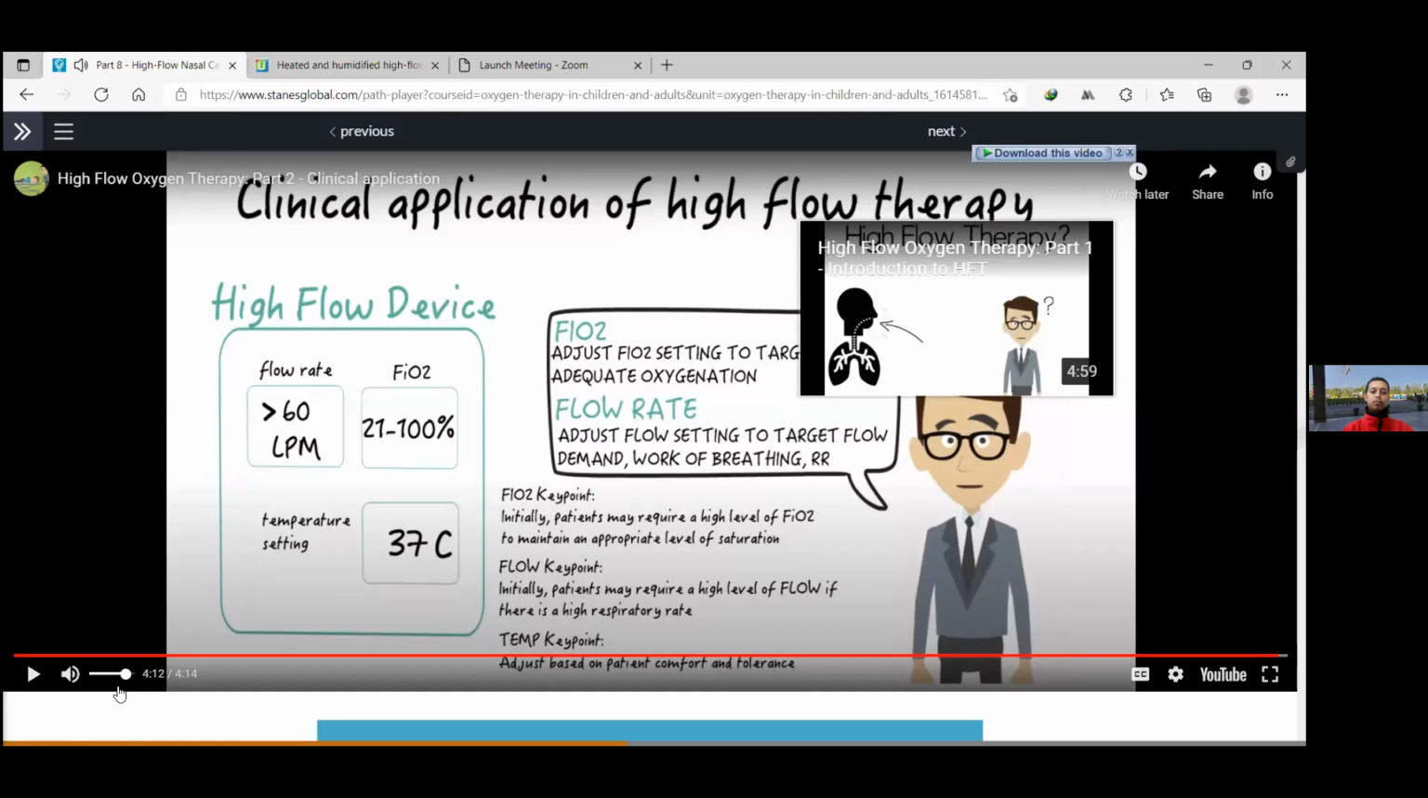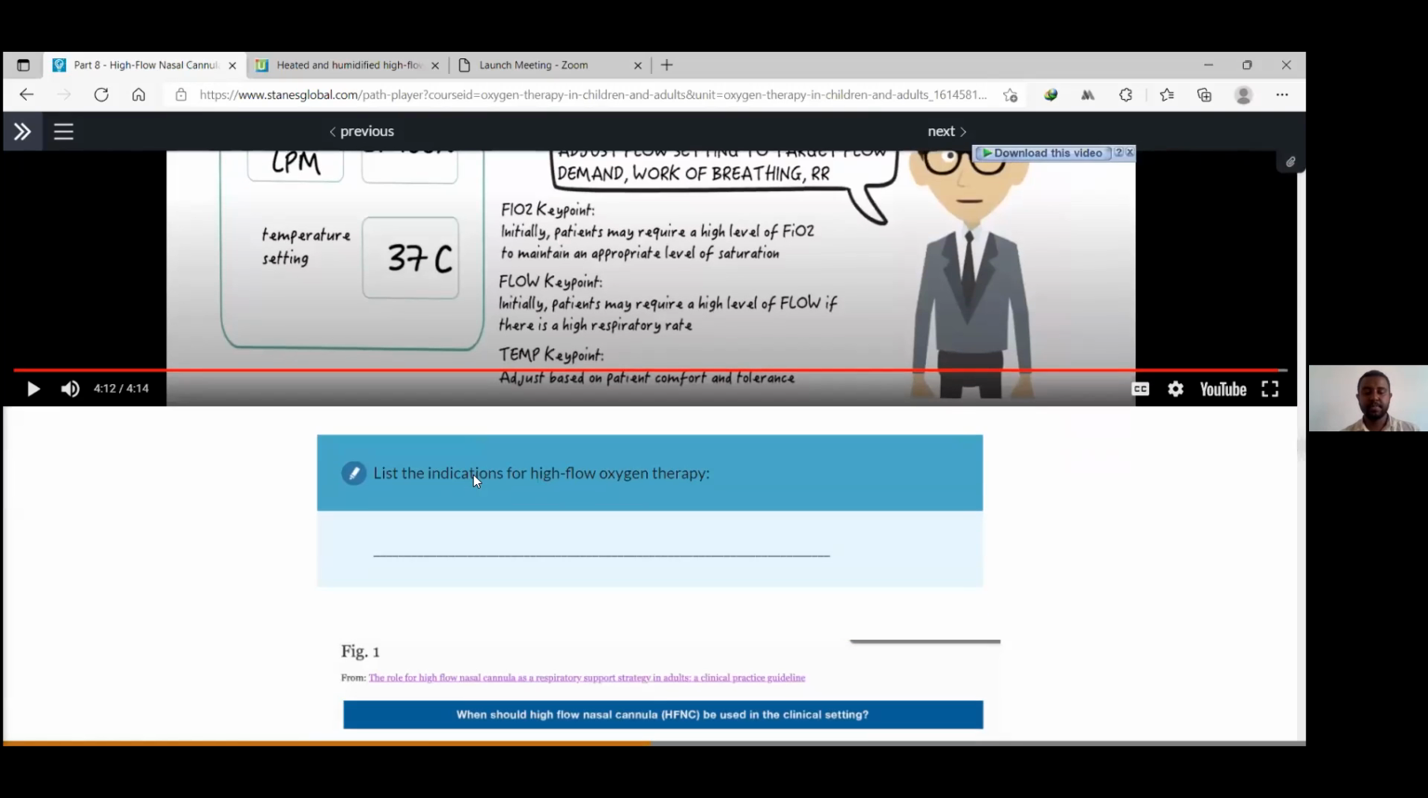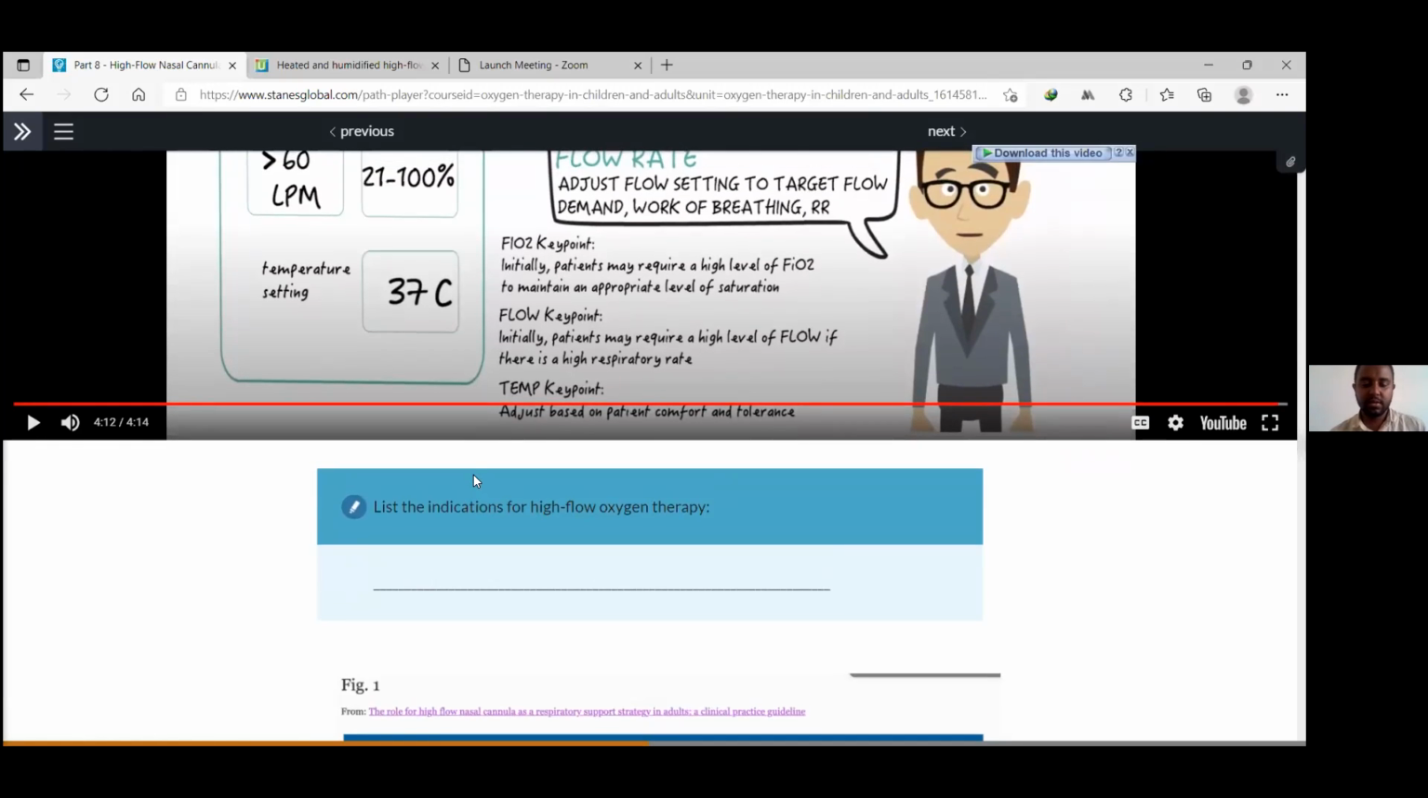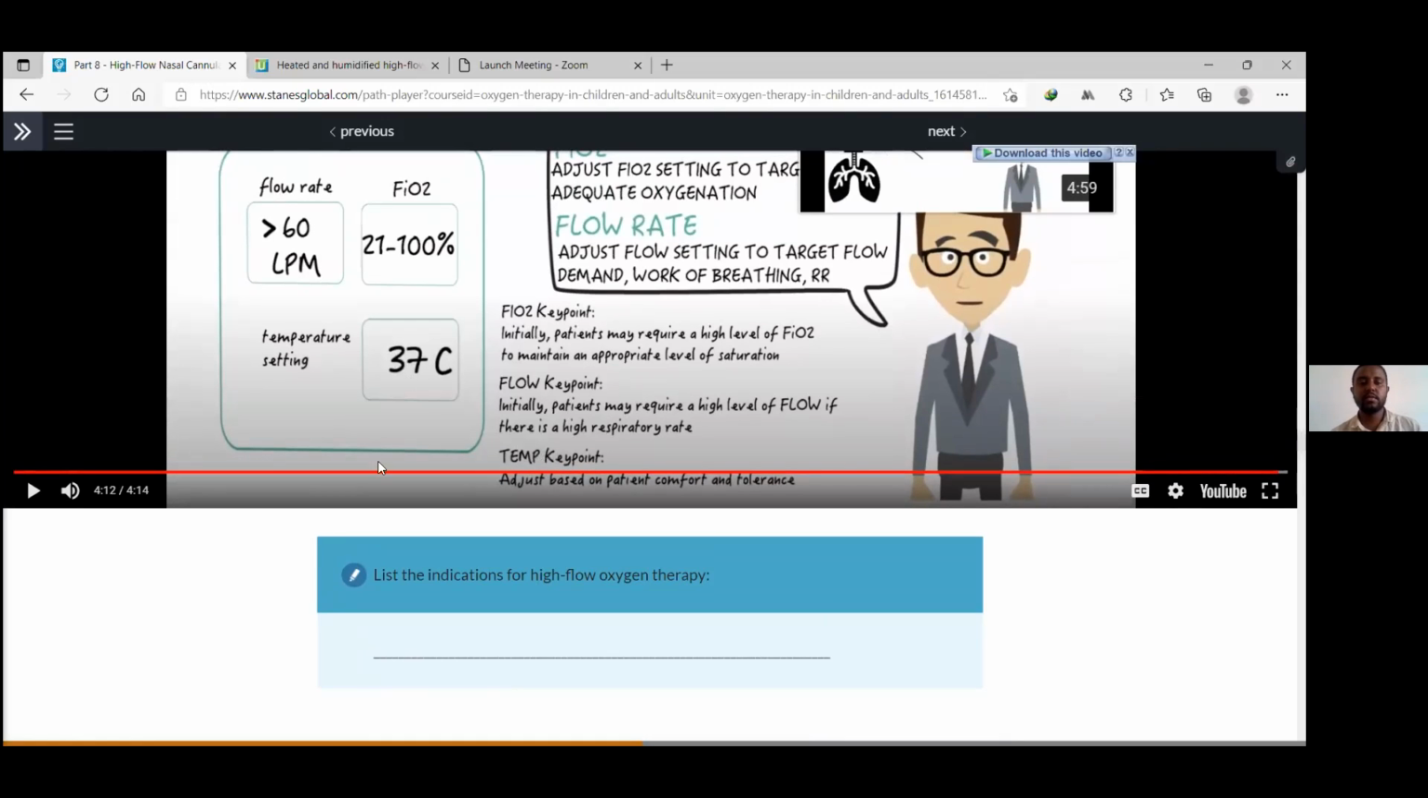Okay, thank you. I think that's a very clear explanation on the settings we have on high flow oxygen therapy. So we have another question. List indications of high flow oxygen therapy in the chat box.